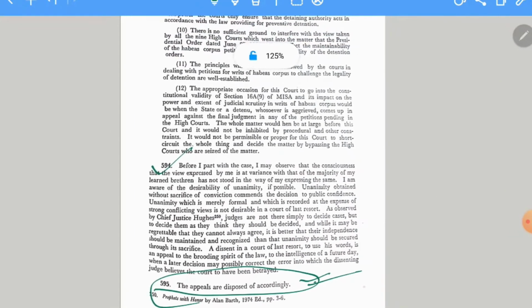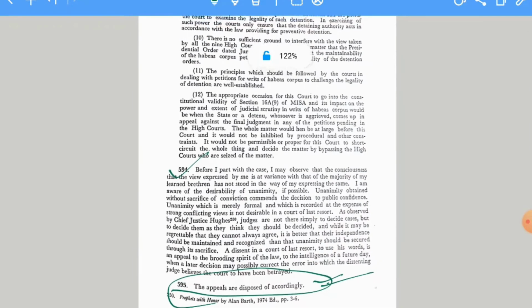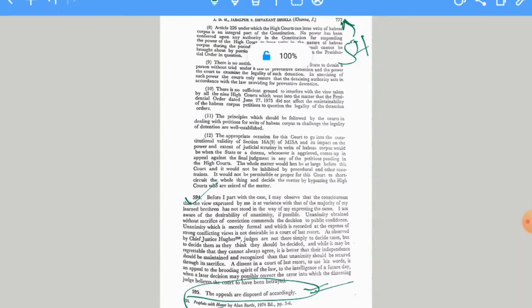So my dear friends, this is the way you can read entire Supreme Court cases, or whenever you have a copy of a Supreme Court cases journal, you can read the judgment in this way.